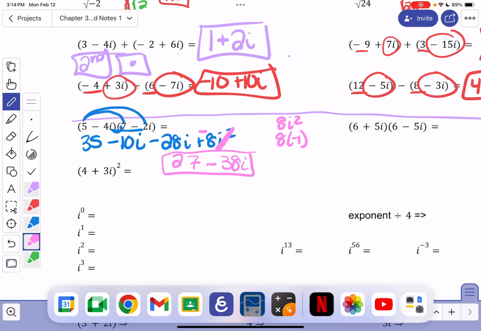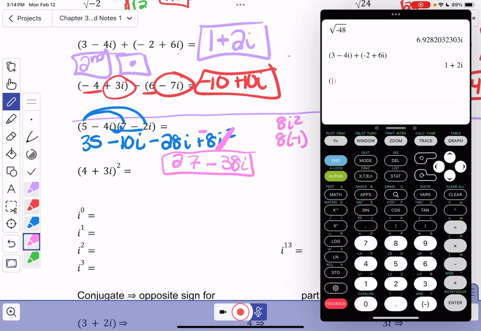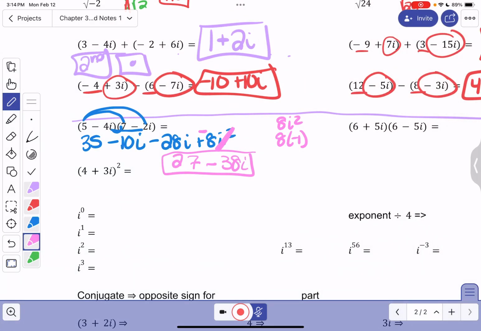Or again, we can do it right on the calculator. 5 minus 4i, which is second decimal point. And then right next to that, 7 minus 2i gives us 27 minus 38i. Now, when you have a squared like this, just don't forget, it means you're squaring the whole thing. So if you do it by hand, you need to FOIL. If you do it on the calculator, you can just type the squared button. So you guys pause the video for a second and go ahead and do that.